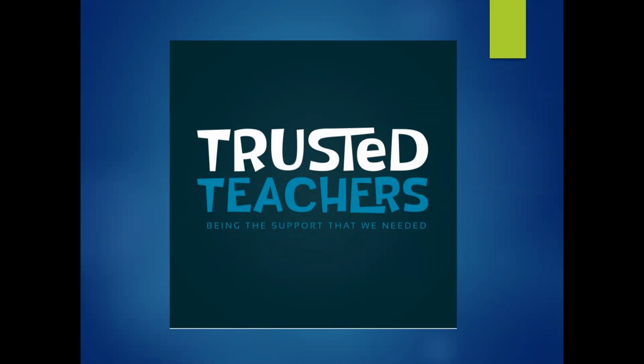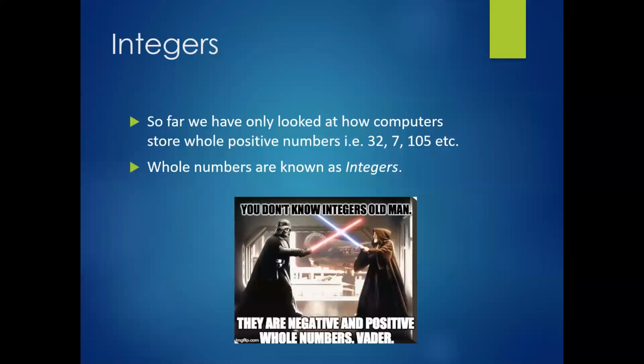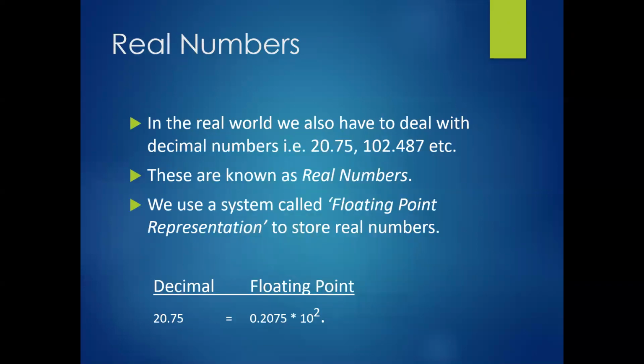It's a computing video today, and one of the previous videos that we did was on integers, whole numbers. So today what I want to do is look at real numbers. So we've only really looked at how computers store whole numbers. These are known as integers. They are negative and positive whole numbers. But in the real world, we have to deal with decimal numbers, 20.75, 102.487, etc. And these are known as real numbers.